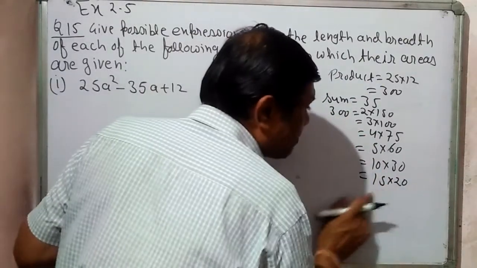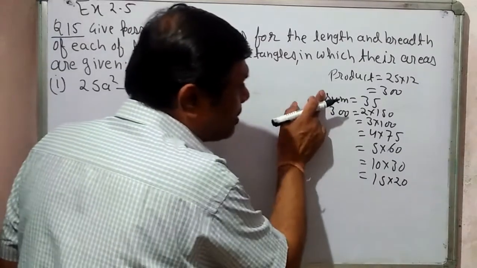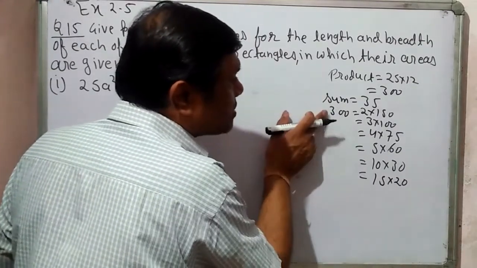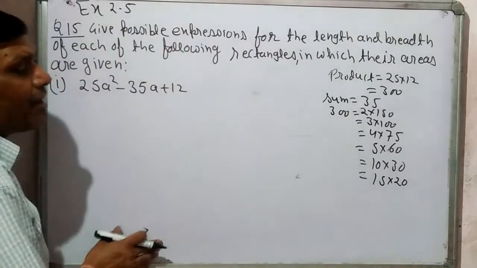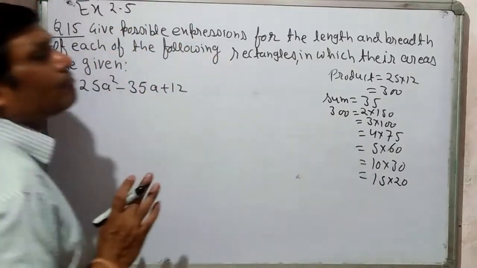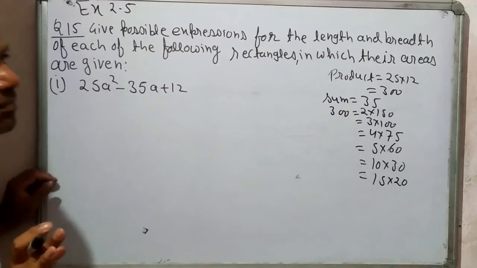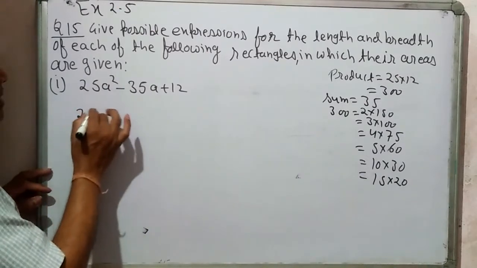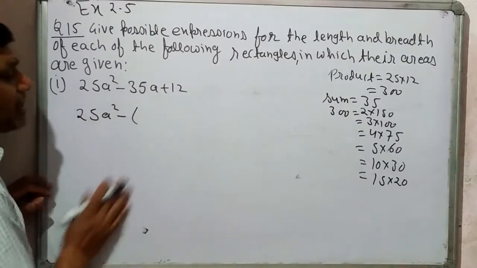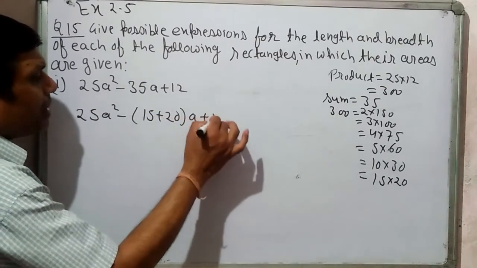And yes, their sum is 35. So if you are able to list out all the possible pairs with which you get the product, out of those pairs you are able to find a pair which gives the required sum. So we take 35 as 15 plus 20. What we are taking is 25a square minus 15 plus 20a plus 12.